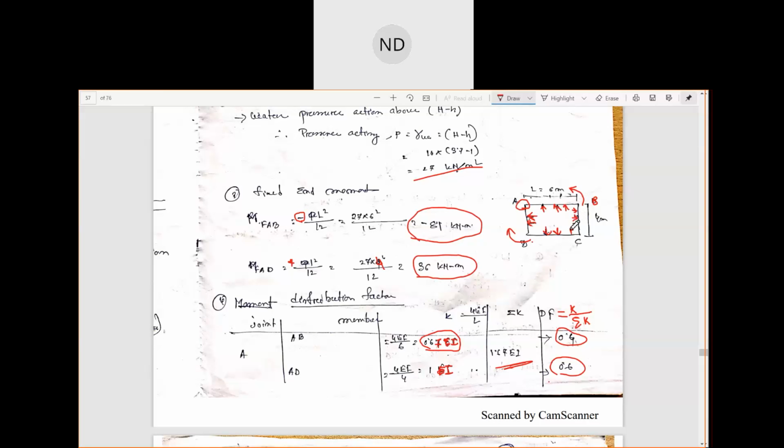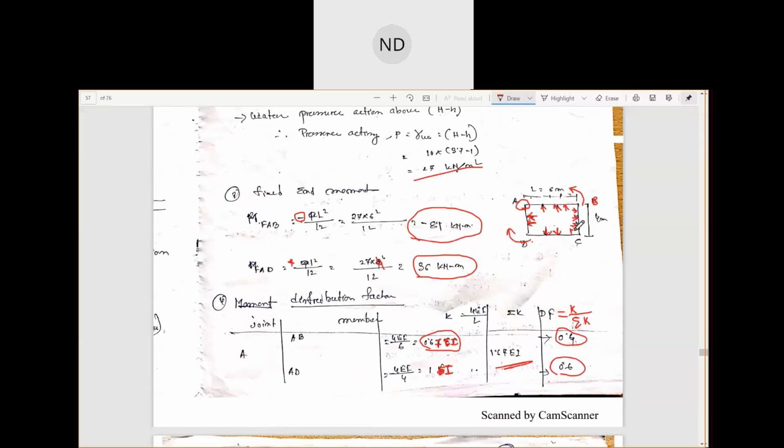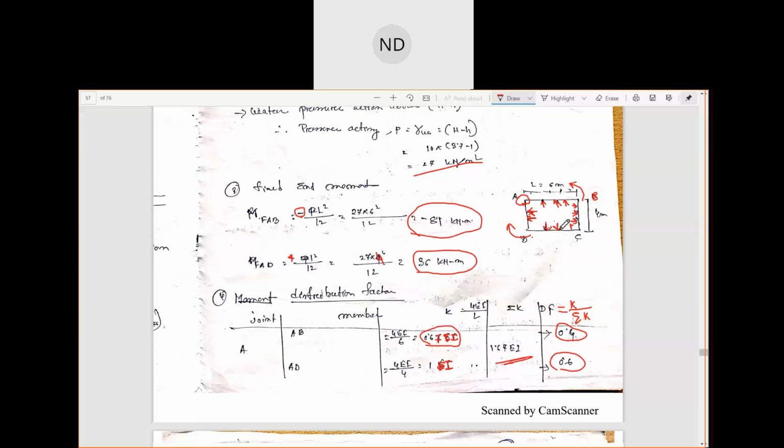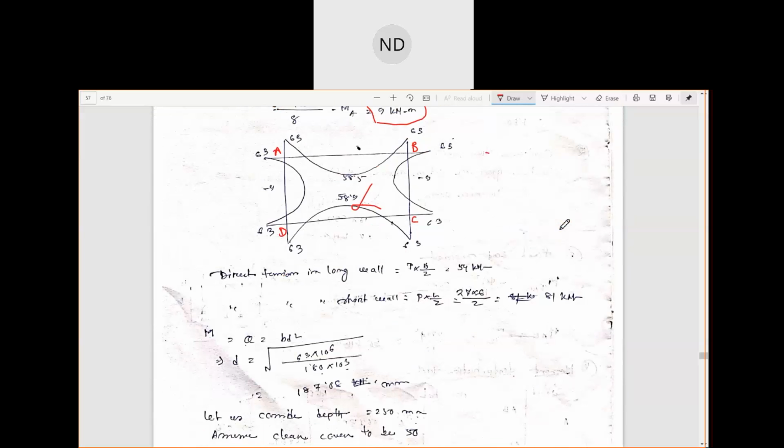Okay, so what will happen now? When you have this, there will be tension in the long wall here due to this load, due to the pressure from the water. There will also be tension in this long wall as well as in the short wall. So we are going to find out the direct tension along the longer wall and along the shorter wall. So the direct tension in the long wall is how much?